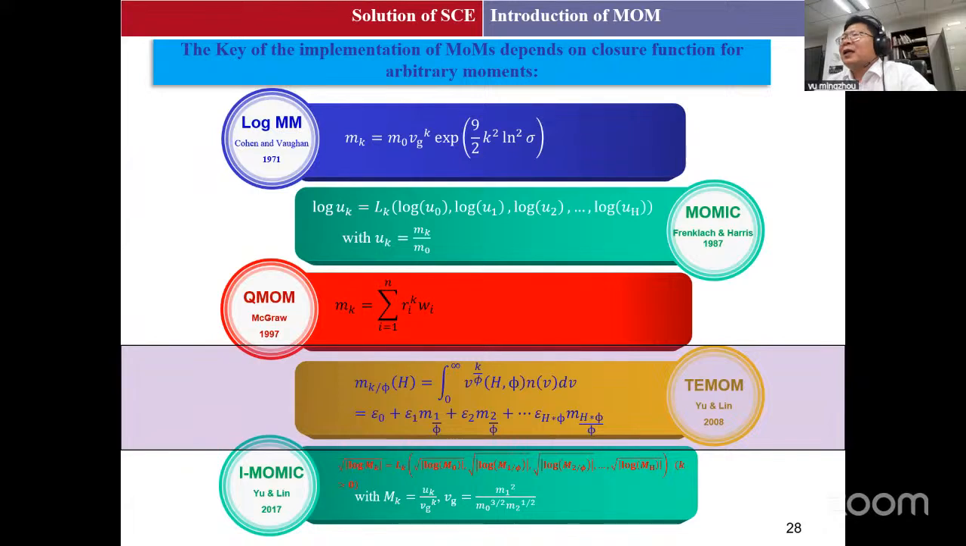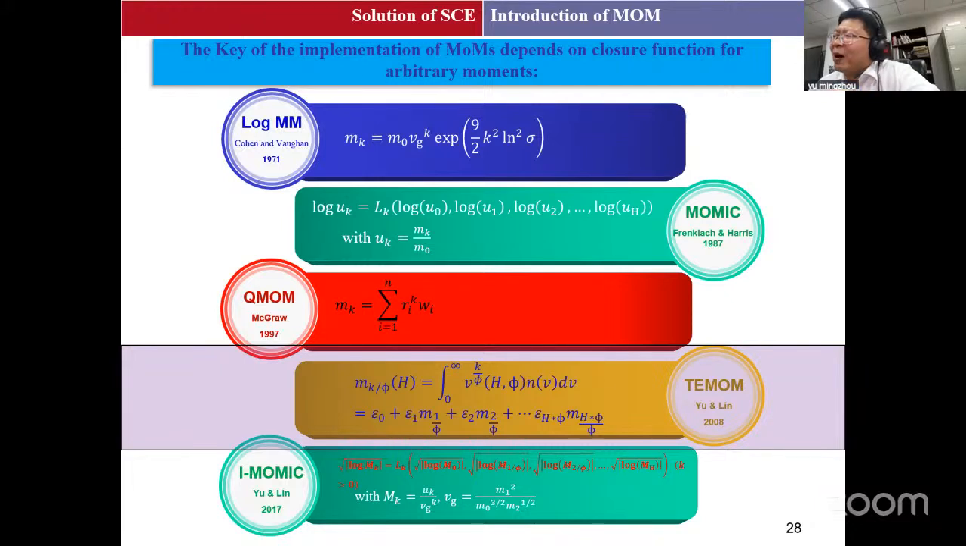The first widely used method of moments was the log-normal method of moments. With this method, we assume the particle size distribution remains log-normal at all times. Today, the most commonly used methods are the quadrature method of moments, this one, and its direct quadrature method of moments.